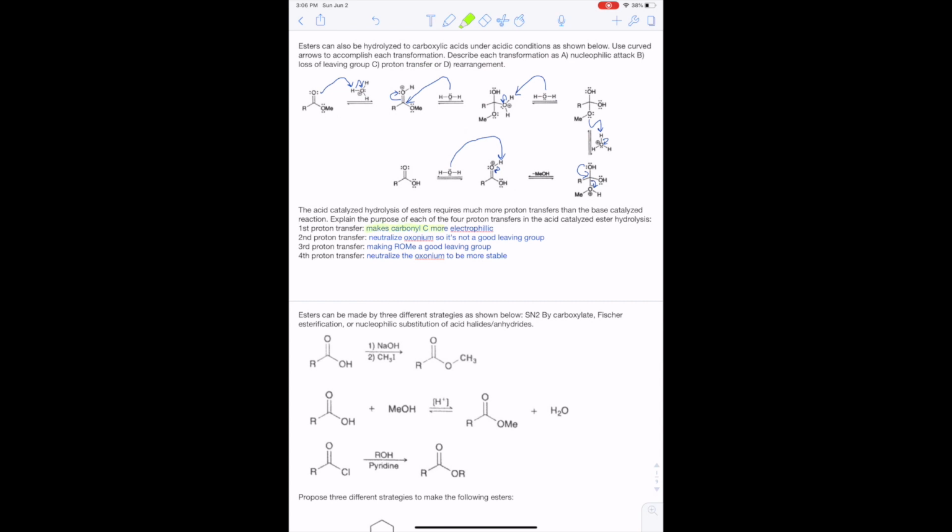The first proton transfer makes the carbonyl carbon more electrophilic. The second proton transfer neutralizes the oxonium, so it's not a good leaving group. The third proton transfer makes a better leaving group. And the fourth proton transfer neutralizes the oxonium, so it is more stable.